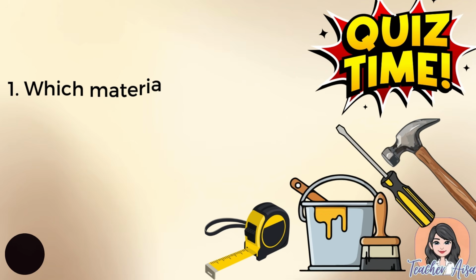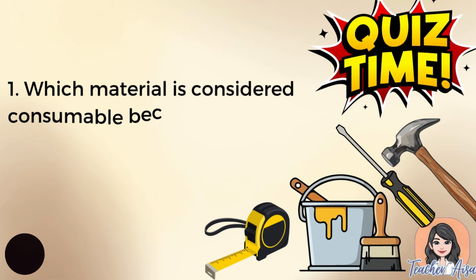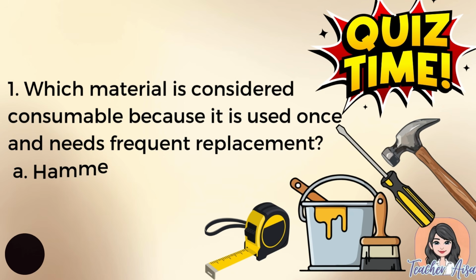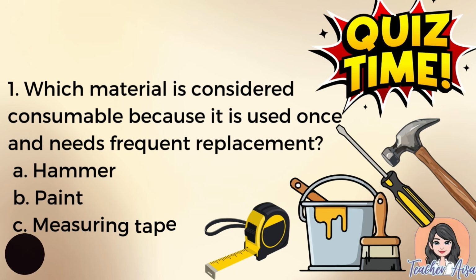Now, let's have a short quiz. 1. Which material is considered consumable because it is used once and needs frequent replacement? A. Hammer. B. Paint. C. Measuring tape. D. Screwdriver.